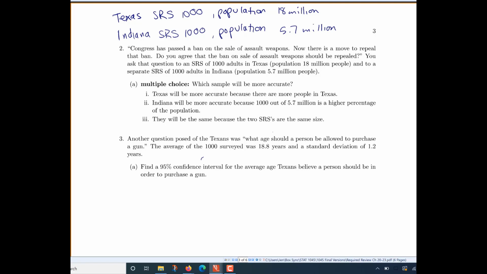So this goes back to what we learned in chapter 20, which tells us we actually don't care what the population size is when we take our samples. The only thing that really matters to us is the size of our simple random sample. That's the only thing that really matters. As long as you're taking a good sample and it's a simple random sample, it doesn't really matter how big that population was. It won't make a difference that the Indiana sample was a bigger percentage of the population. That doesn't matter. What matters is the size of the simple random sample. So we'll go with that third option.